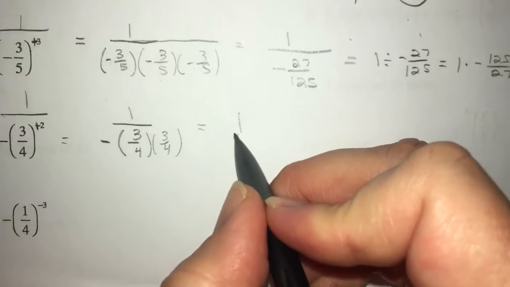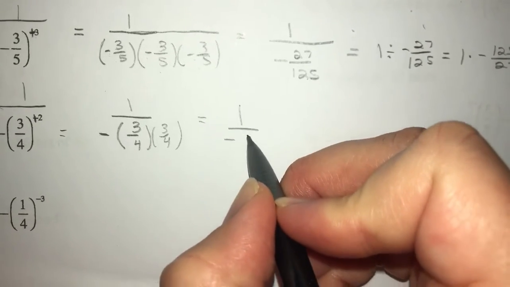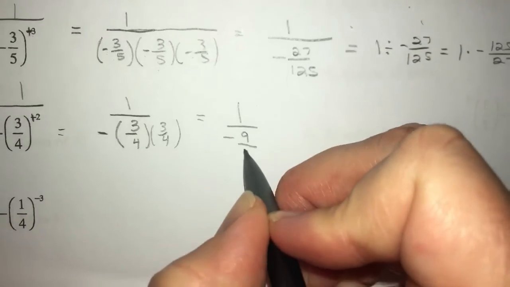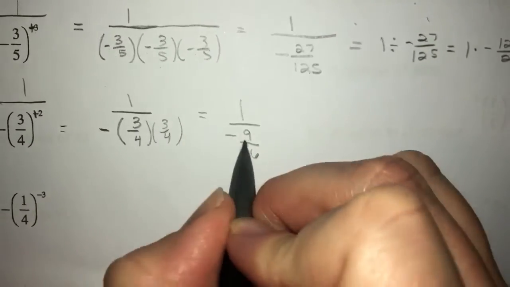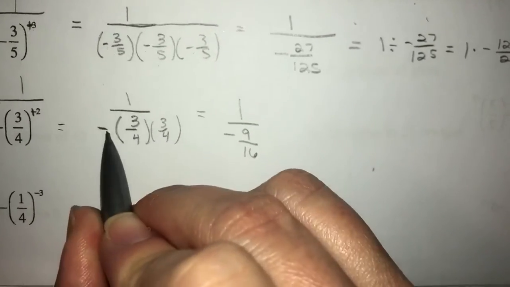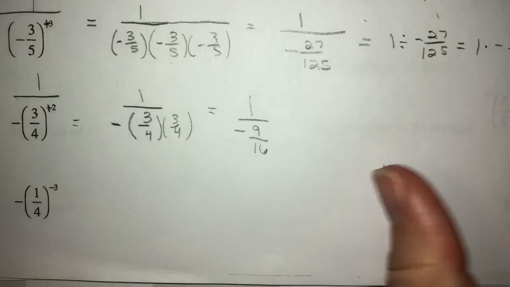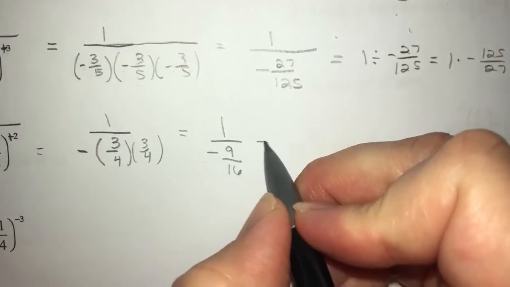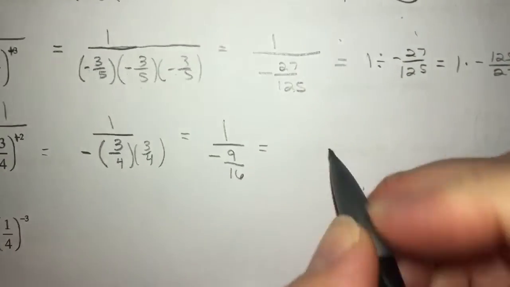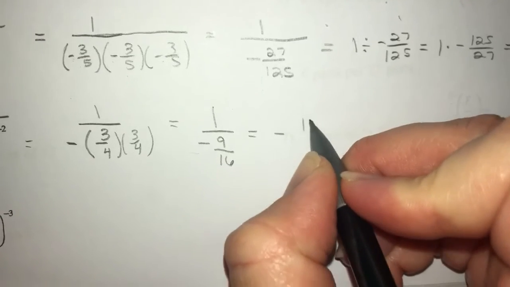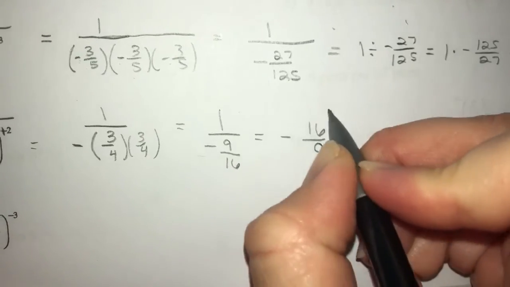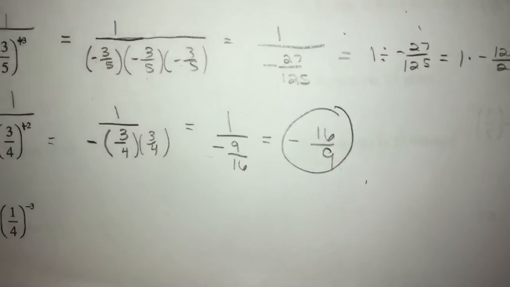So now on the bottom, we would have 1 over negative 9 over 16. 3 times 3 is 9, 4 times 4 is 16, and that negative is just applied back onto it. Okay, 1 divided by, keep, change, flip, means I'm just going to get the answer of negative 16 over 9. And that would be our answer.